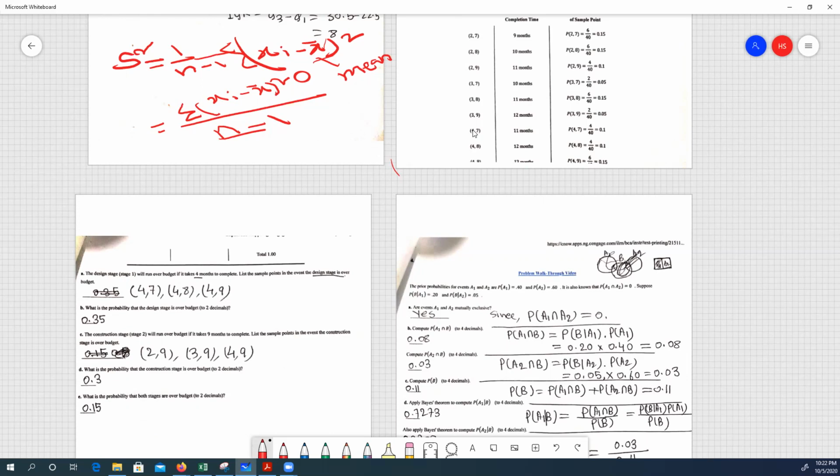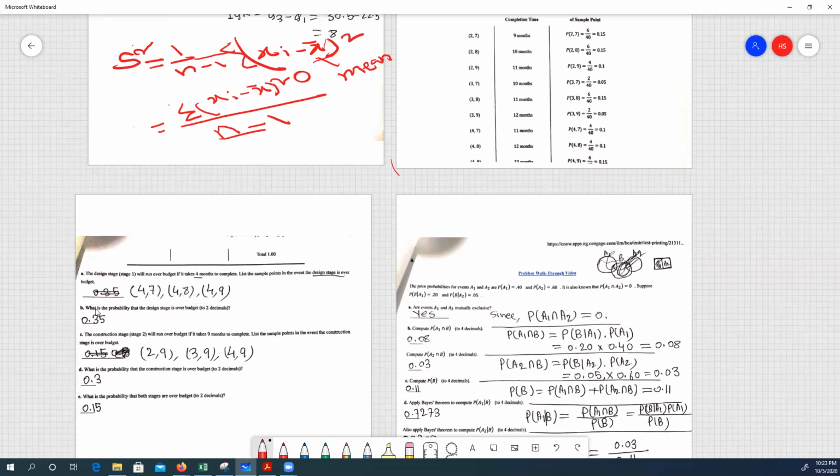So here the first number is 4, the first number is 4, the first number is 4. So we have 3 sample points for which the design stage, that means stage 1, will be over budget, okay? So we have 3 sample points here: 4, 7; 4, 8; 4, 9.